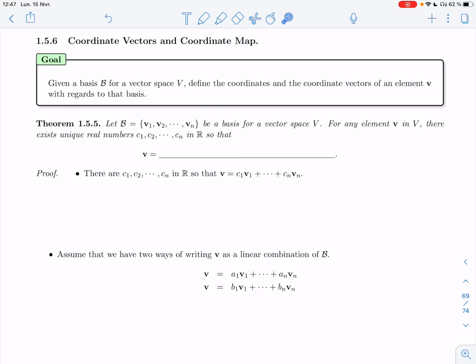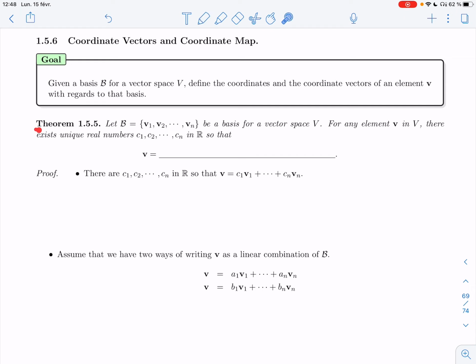Hello and welcome back to section 1.5.6, where we'll start talking about coordinate vectors and the coordinate map. All right, the goal is pretty simple. I'm going to give you a basis for a vector space V, and I will define the coordinates and the coordinate vector of an element v with regard to that basis.